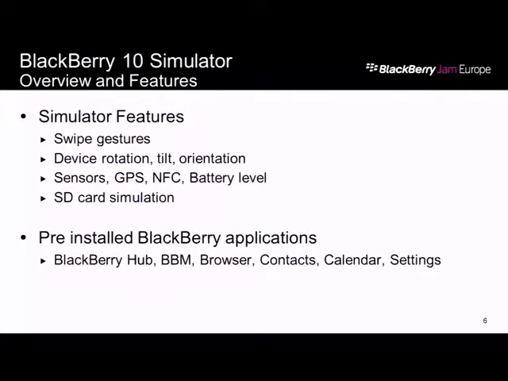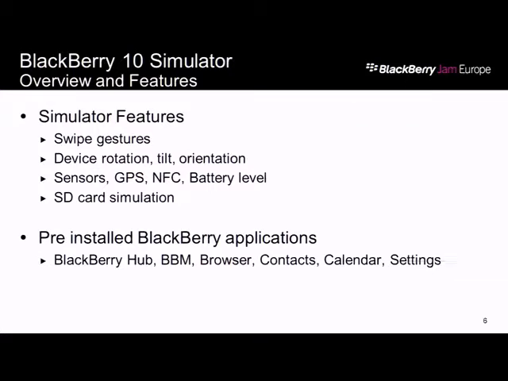So, some of the simulator features that we have available in our current BlackBerry 10 versions. We'll go over gesture swipes, the swipes that we have that mimic the swipes on a real device, plus some extra shortcuts. Being able to rotate the device and simulate tilting and orientation. Simulation of sensors, GPS data, being able to do NFC simulations. You can actually have multiple simulators opened and doing tag emulation between them. Being able to change your battery levels, that sort of stuff. Also, SD card emulation, so you can simulate mounting and unmounting an SD card if your application is going to be storing data there.